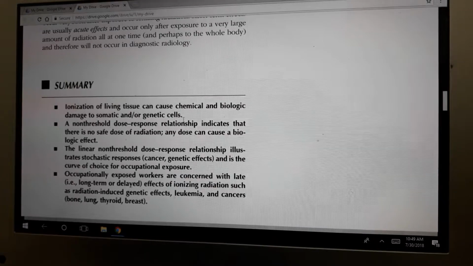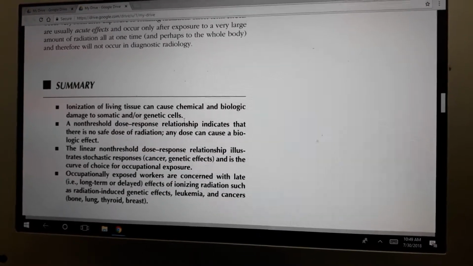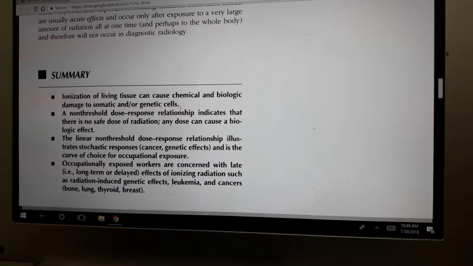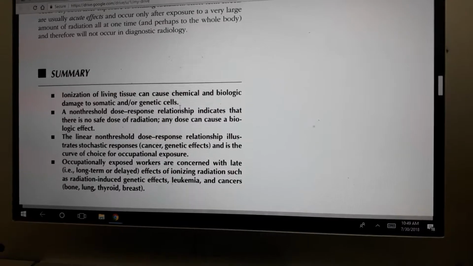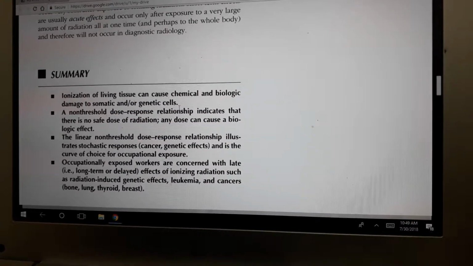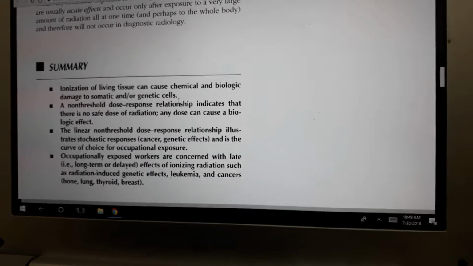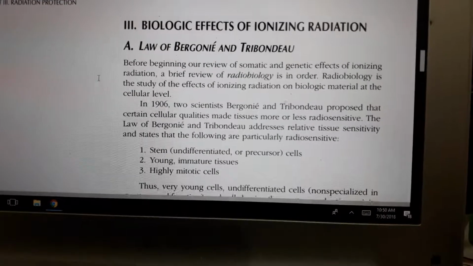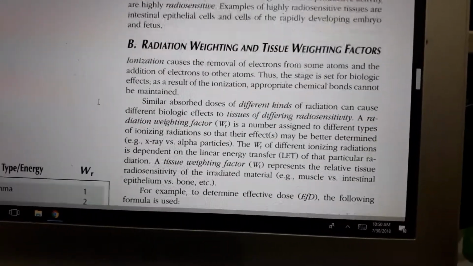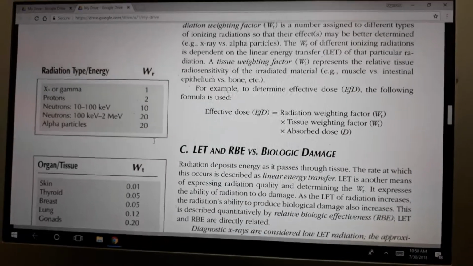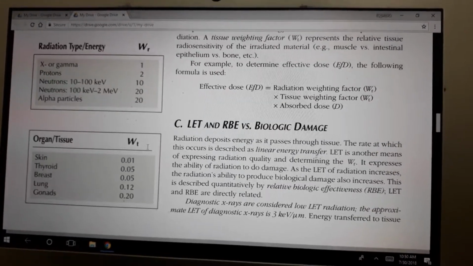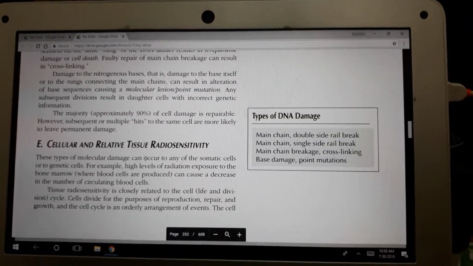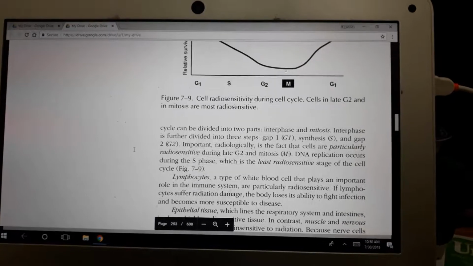The occupationally exposed workers are concerned with late effects, long-term delayed effects damaging radiation, such as radiation-induced genetic effect, leukemia, cancer of bone, lung, thyroid. Biological effect, radiation weighting factor. This is the radiation energy, tissue weighting factor, radiation weighting factor. This is the type of DNA.